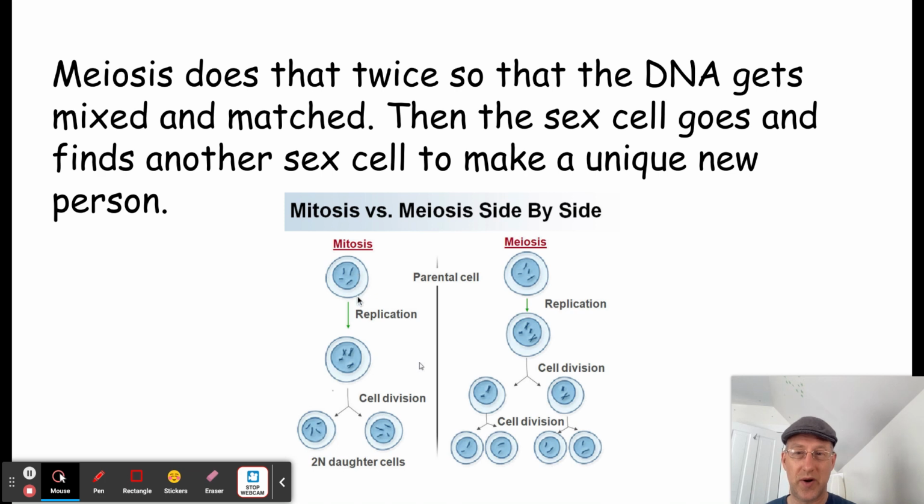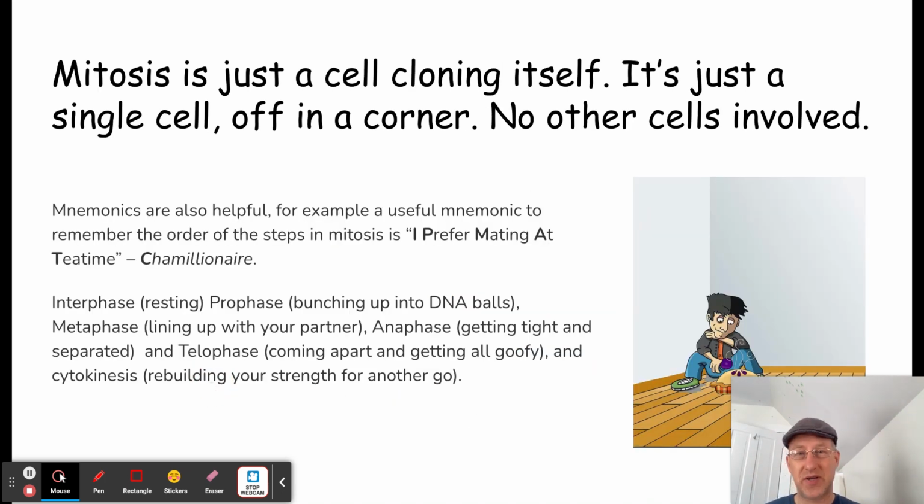So mitosis, one round, 1, 2, and division. Meiosis, 1, 2, division, and division again. Okay, so that's the difference. Mitosis is just a cell cloning itself. It's just a single cell off in a corner, no other cells involved.